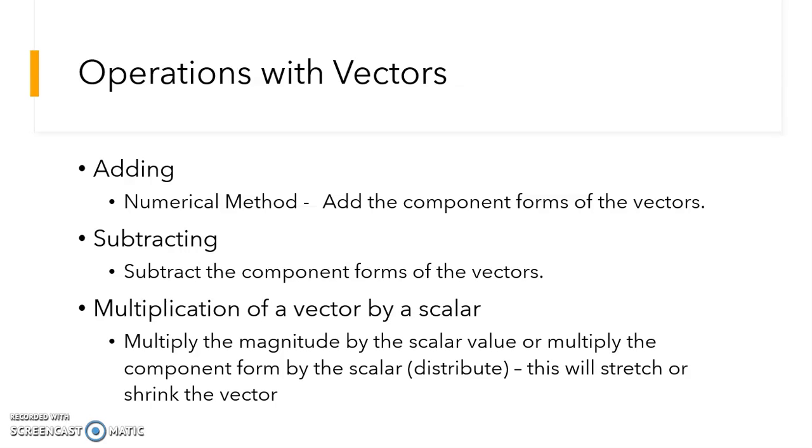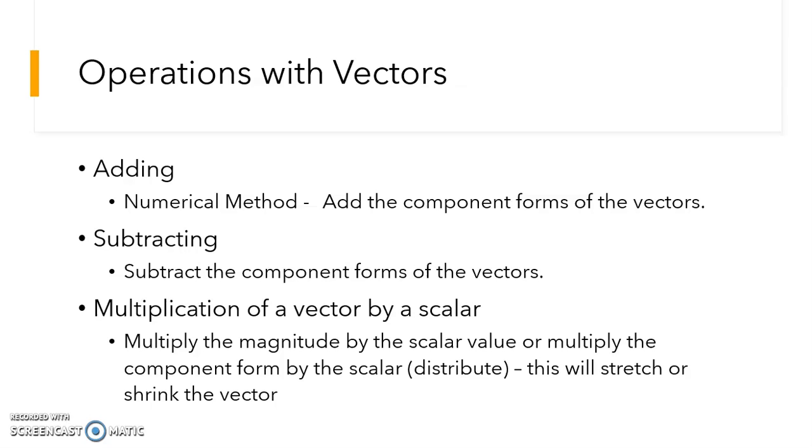And finally, multiplying by a scalar. Now, a scalar is a quantity that's represented by one value. So it's like 3 or 6 or 4 feet. So you just are scaling it up or scaling it down. And basically, you just distribute it into the component form. So that's going to stretch or shrink your vector.